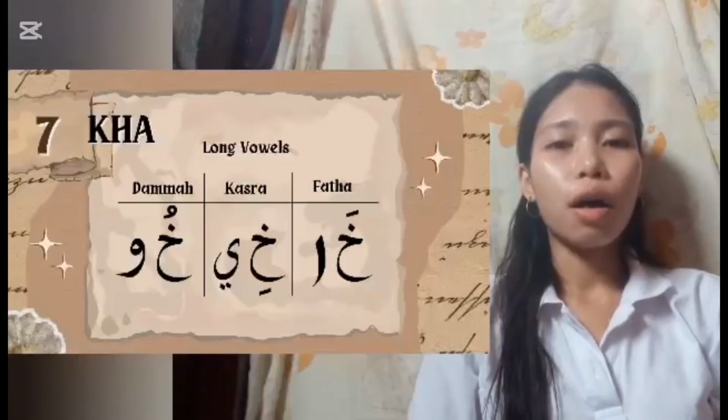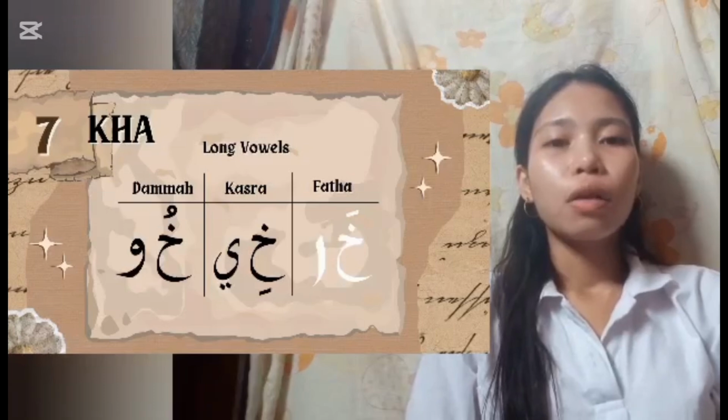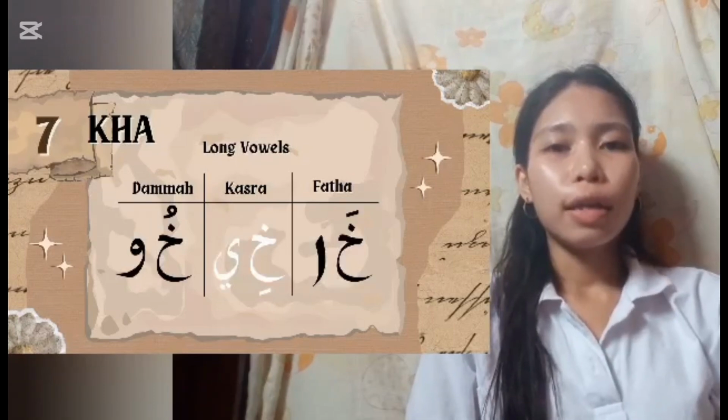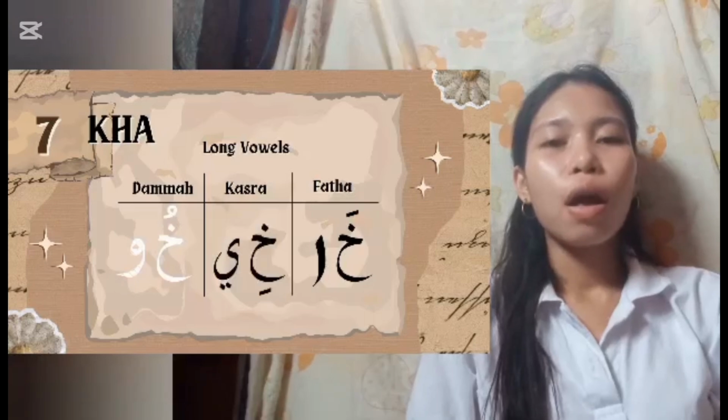Now let's expand with long vowels, which extend the sound of short vowels. Arabic uses 3 long vowels. It is alif, ya, and waw. First, ka. In alif, ka. In ya, ke. In waw, ku.